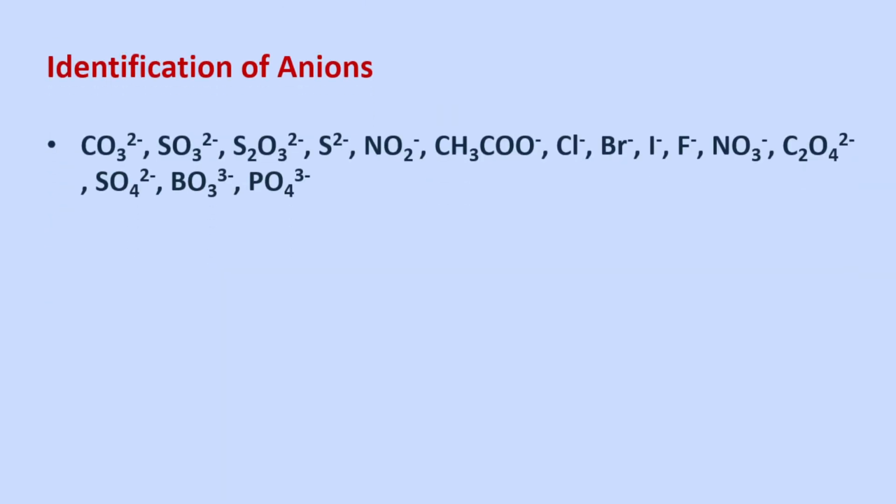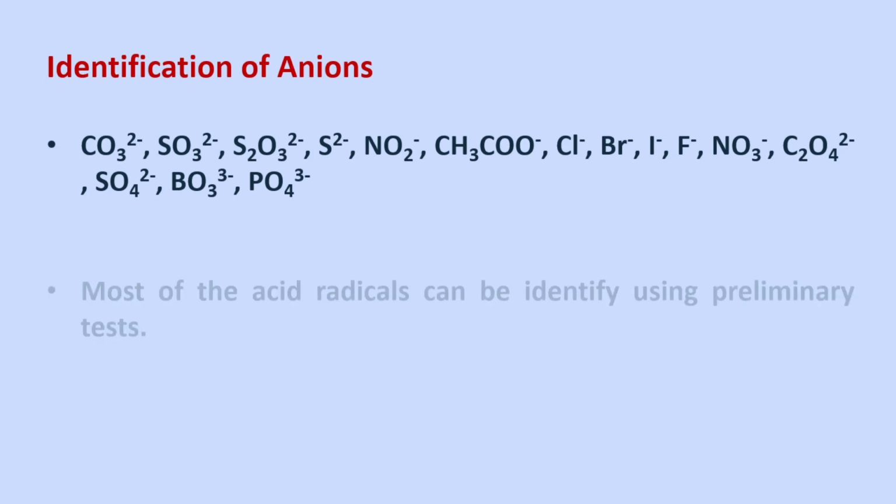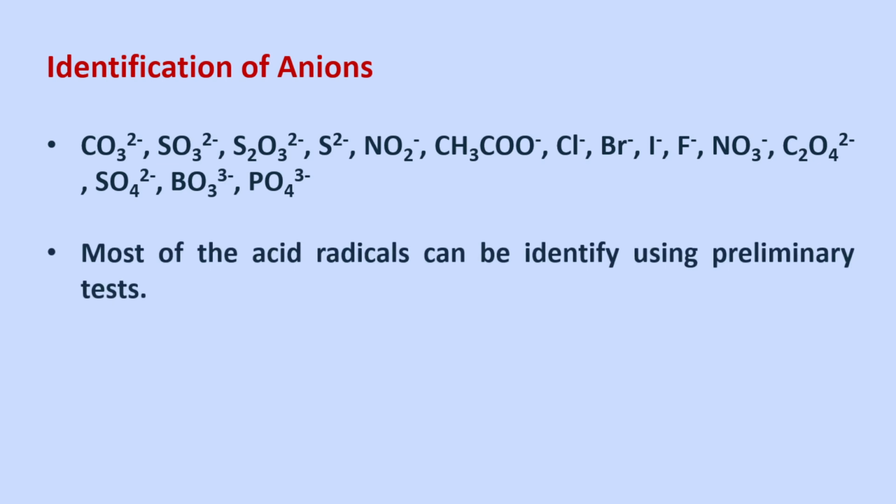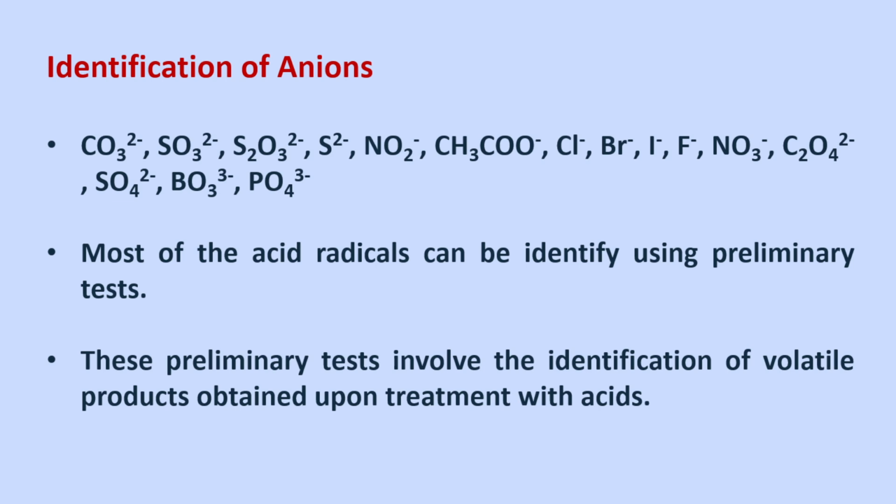This is the list of anions identified at academic levels. Most of these acid radicals present in a mixture can be identified using preliminary tests. These preliminary tests involve the identification of volatile products obtained upon treatment with acid.